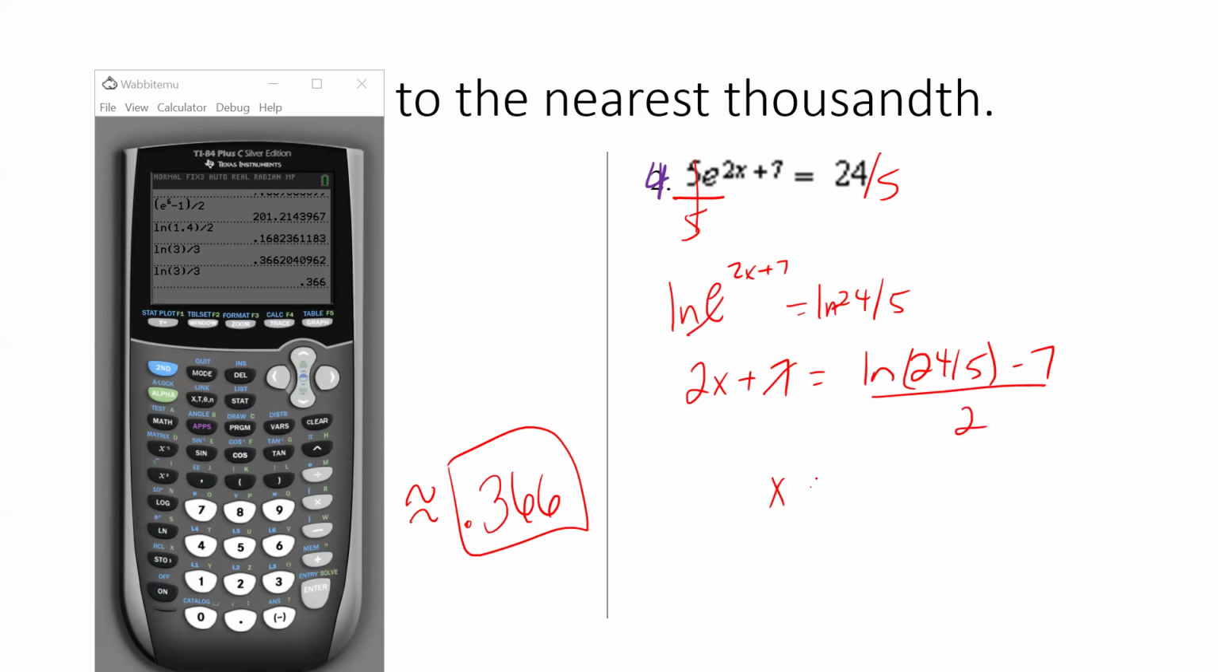We're going to plug that in and find our approximate. Again, you have the ability to use alpha and the variable button to make fractions on your calculators. I do not. So when I put mine in, I have to make sure I use parentheses for the numerator. So parentheses, natural log of 24 fifths minus 7, close parentheses, because that's my numerator, divided by 2, and I get approximately negative 2 and 716 thousandths.